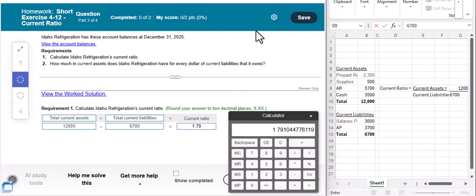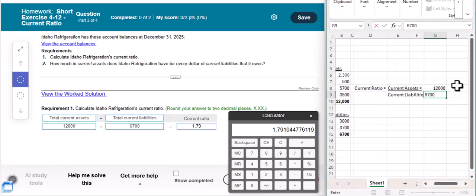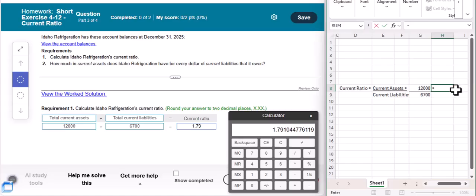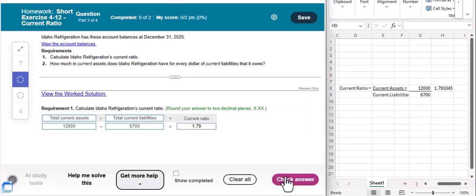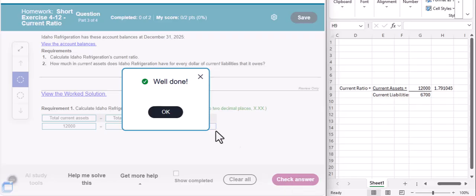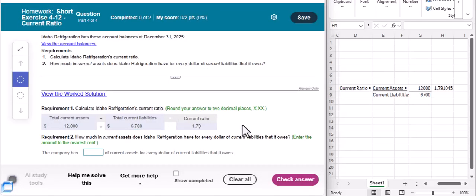You can also do this on your scratch paper here in Excel and put in equals into this cell. Take our total current assets and divide those by the bottom cell, the total current liabilities, and that will also give you the 1.791 answer, and then we'll round that down to 1.79. Let's close out of our calculator and check our answer. Well done. Okay, now we are on to requirement 2.